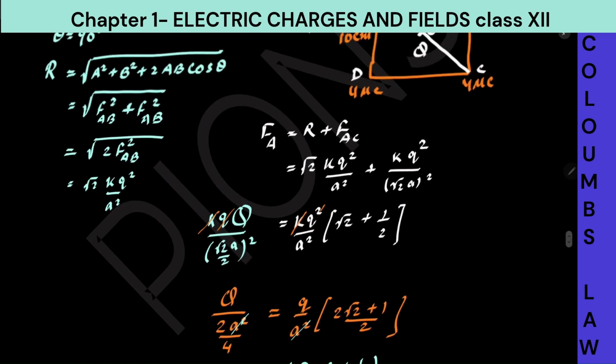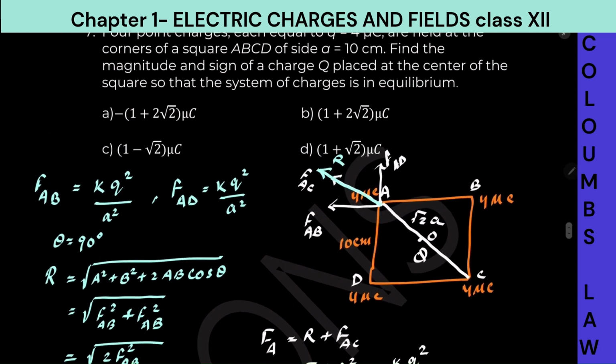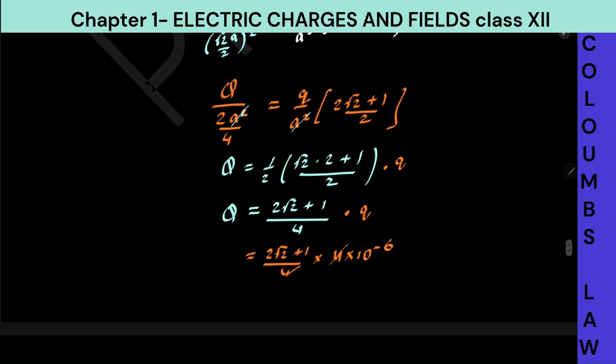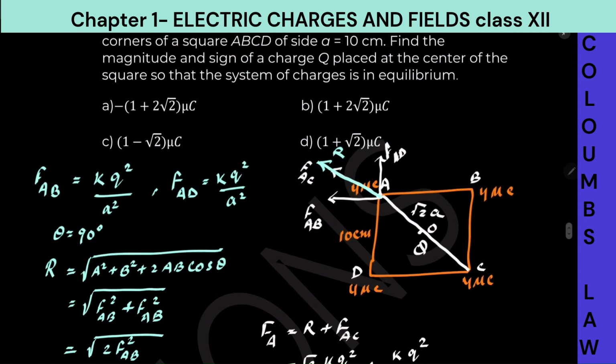So substituting the value of Q, what's our Q? Let's scroll up, and this is 4 microcoulombs. So let me place here, it will be 2 root 2 plus 1 upon 4 into 4 microcoulombs, that is 10 to the power minus 6, 4 cancels. So our final result is, what is the net charge? It will be Q equals to 2 root 2 plus 1. All are positive charges? Yes. So what should be the polarity of the charge at the center? Negative. So minus 2 root 2 plus 1 microcoulomb. So that is option A in this.